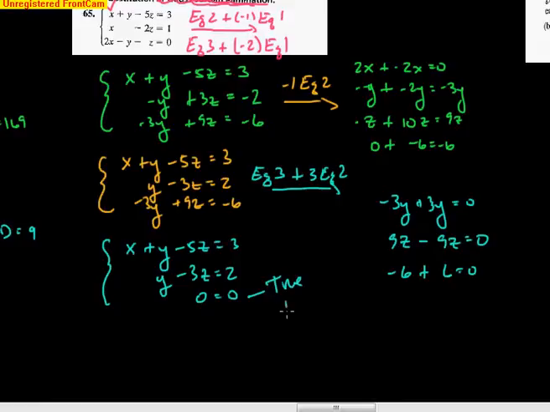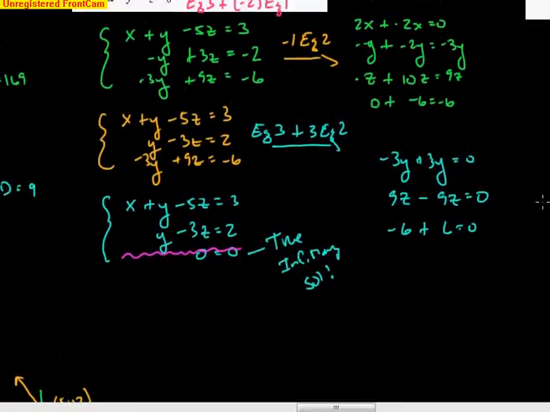Which means we're going to have infinitely many solutions. Okay? So technically what we can do is we can just cross off this bottom row. And now we have a non-square system. And this is where we enter the parameter. Let z equal a. Okay? So now our answer is going to be in terms of a.